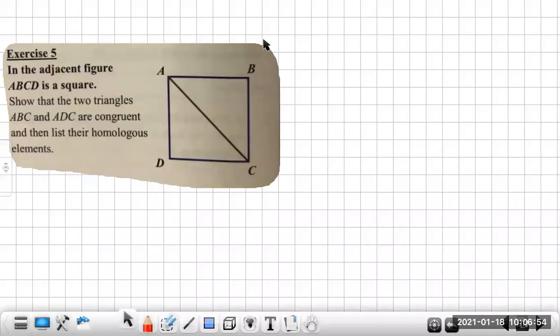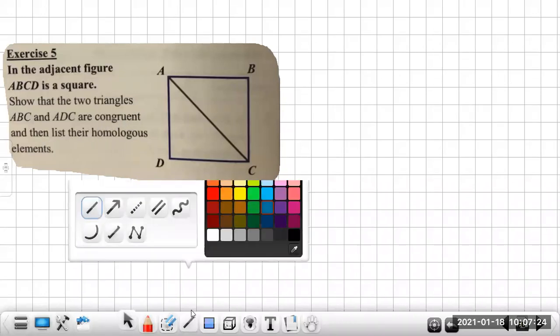Exercise 5. The adjacent figure ABCD is a square. Show that the two triangles ABC and ADC are congruent, and then list their homologous elements.